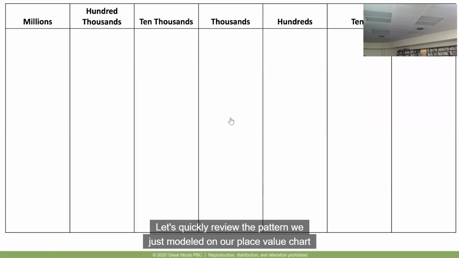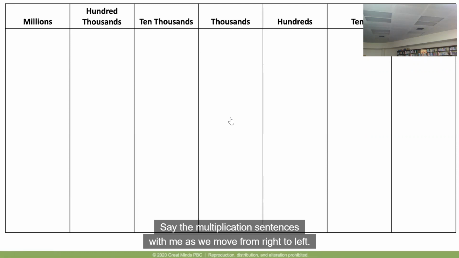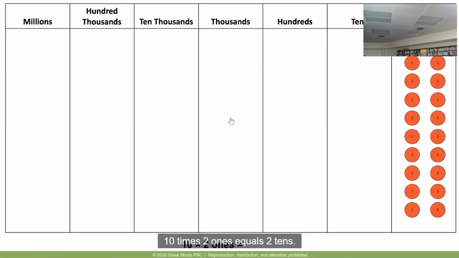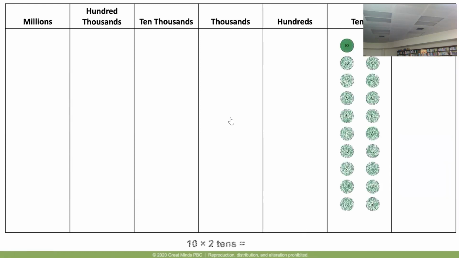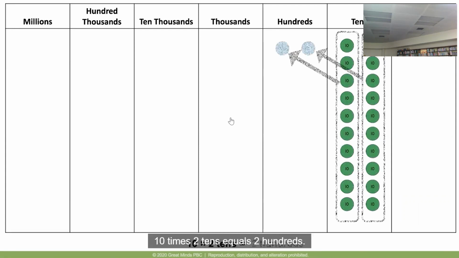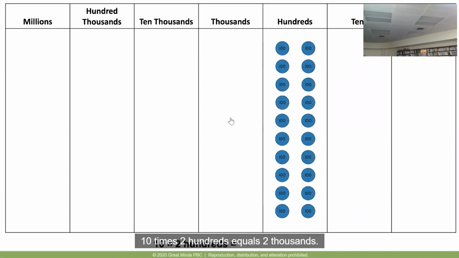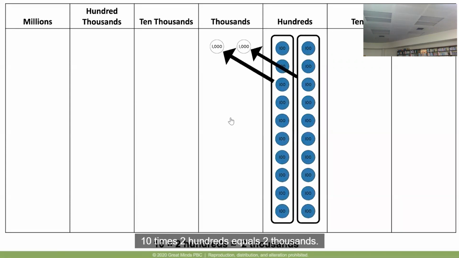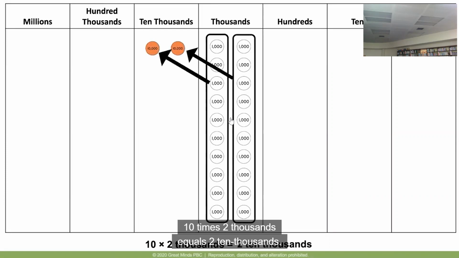Let's quickly review the pattern we just modeled on our place value chart as we move from right to left. Say the multiplication sentences with me as we move from right to left. 10 times 2 ones equals 2 tens. 10 times 2 tens equals 2 hundreds. 10 times 2 hundreds equals 2 thousands. 10 times 2 thousands equals 2 ten thousands.